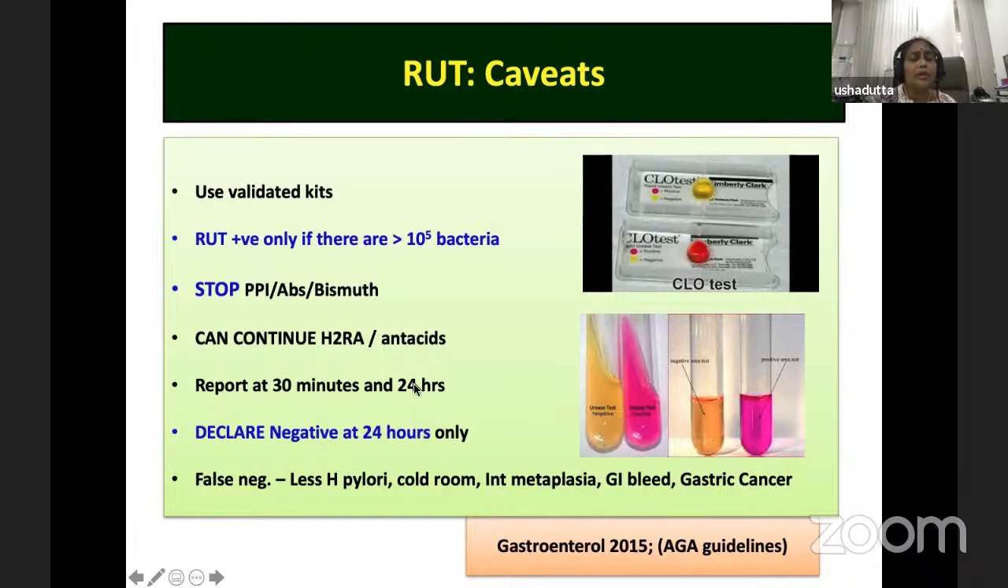And also it is very important to understand that RUT is a chemical enzymatic reaction. So if the temperature of the room is very cold, you may have a false negative RUT. So you'll have false negative RUT when you have less H. pylori, it's a cold room, or there's evidence of intestinal metaplasia, GI bleed and gastric cancer. So these are areas where you expect H. pylori, but you may not find it. So you have to be careful that these are not false negatives.